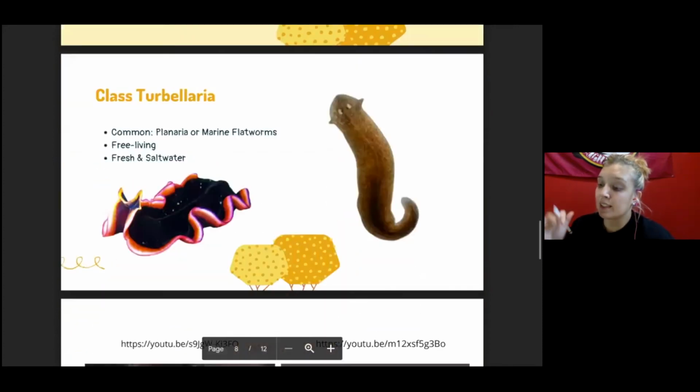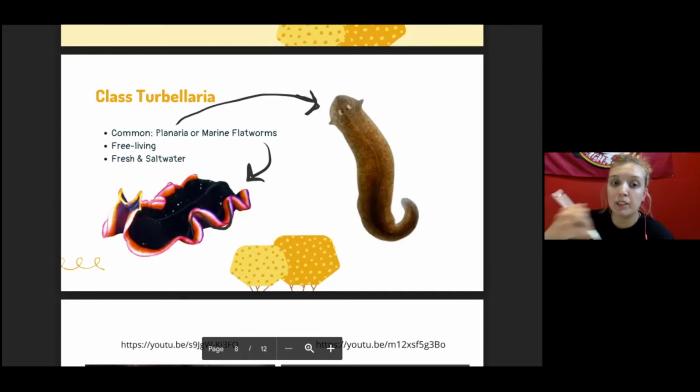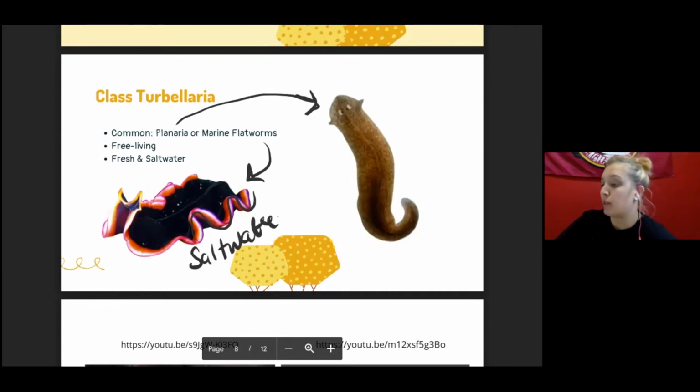The first class is class Turbellaria. Turbellaria. If you notice, the marine worm is this worm right here, and the planaria is that worm right there. The marine worm has that ribbon-like structure. That is its muscle cell that's going to undulate like this to get through the water to swim in the ocean. This one lives in salt water. This one lives in fresh water.